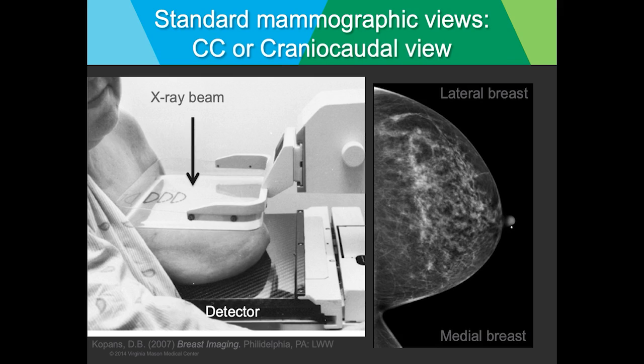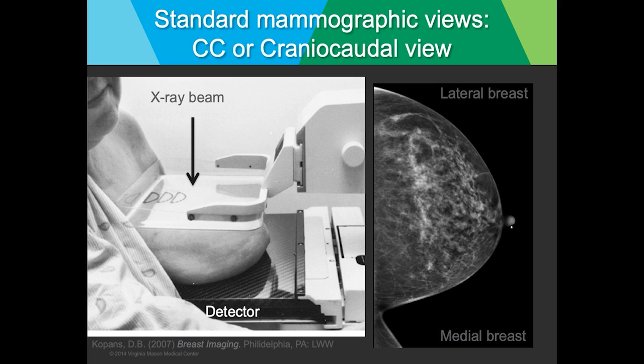Moving on to the CC or craniocaudal view, there's an image of a patient getting this view, and the name refers to the fact that the X-ray beam goes from the cranial to caudad surface of the breast with the detector along the inferior aspect of the breast. On the right side of the screen is a standard CC mammographic image. By convention, the lateral aspect of the breast is at the top of the image and the medial aspect of the breast is at the lower portion of the image.